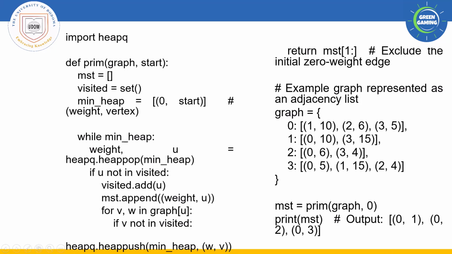Okay. After that, we return the MST, or we return our result. So the function returns the MST excluding the initial 0 weight edge added at the start. So as you see here, exclude initial 0 weight edge. So let's take this as an example.